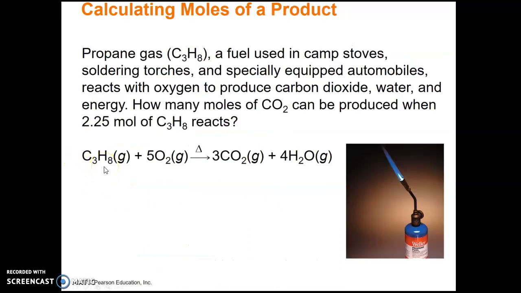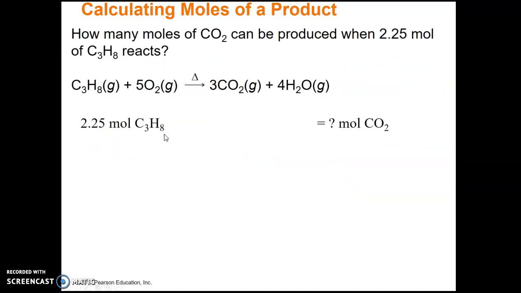If you take propane gas and you react it with oxygen gas, this is a combustion reaction. A lot of energy will be released and you get some carbon dioxide gas and some water vapor, or water in gas state. This equation is already balanced, so anytime you do stoichiometry, make sure your equation is balanced. Look at the question. How many moles of carbon dioxide can be produced when you start with 2.25 moles of propane gas? So just like before, your equation's balanced.